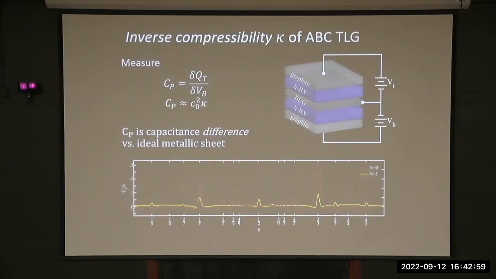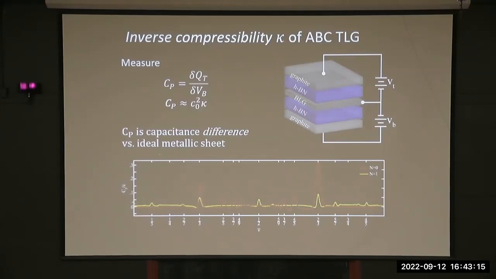The measurements I'm going to show you at the beginning are inverse compressibility. Compressibility measures basically the energy cost of adding charge to a two-dimensional electron system, right? So the change in chemical potential induced by changing the density. The way we measure that is capacitively.